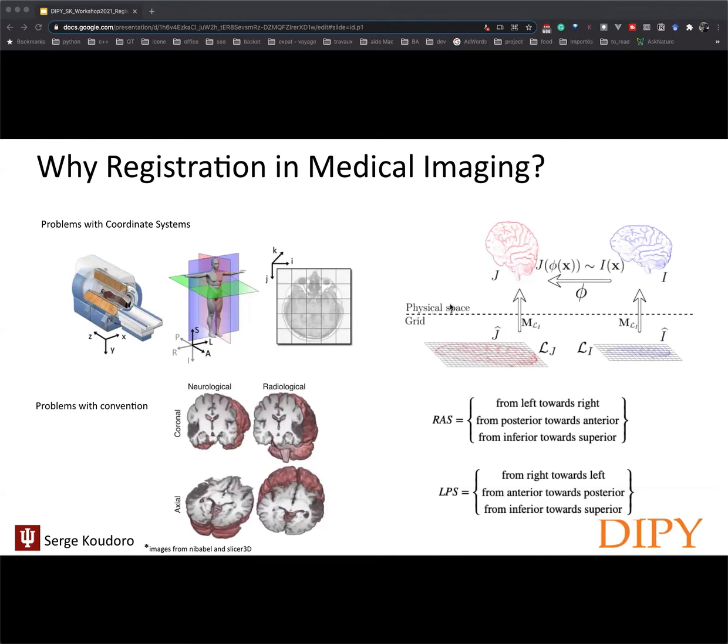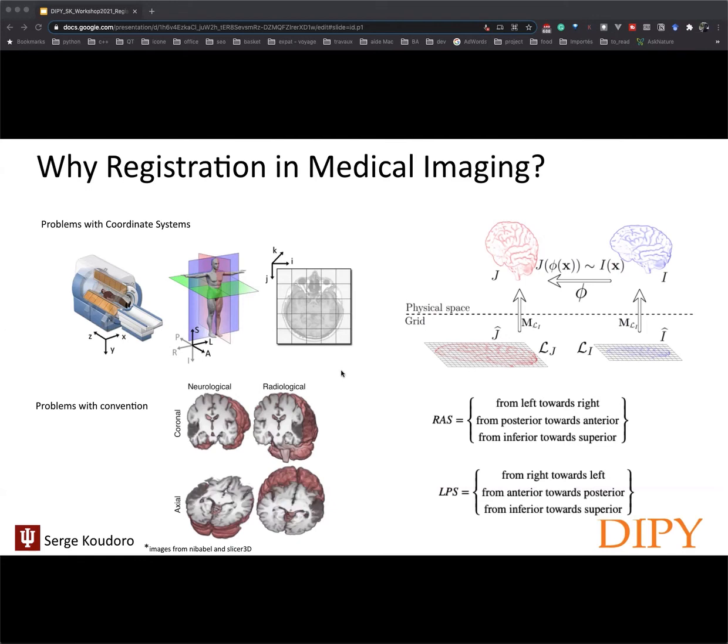So we will start with the physical space, the world coordinate, and project our data to the grid space in one case. Then we use the second data and project it to the grid space too, and you can see that being in this space, we have a different scale, size, and orientation that we need to normalize.